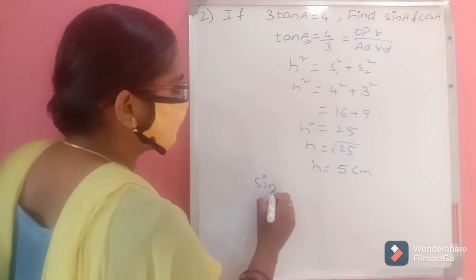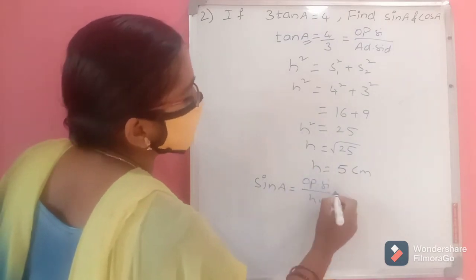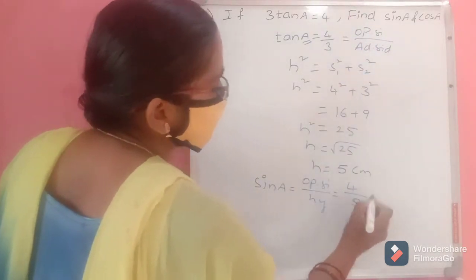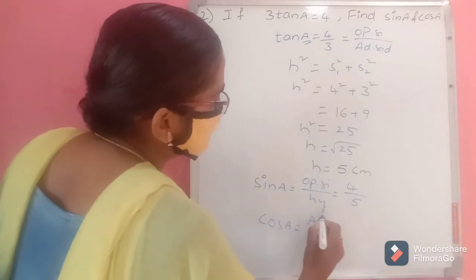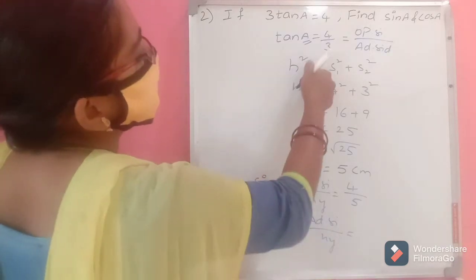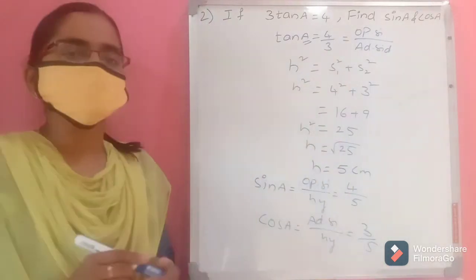Then sin A is equal to opposite side by hypotenuse. Here opposite side is 4 by hypotenuse 5. Next cos A. Cos A is equal to adjacent side by hypotenuse. Adjacent side here is 3 by hypotenuse is 5. Completed. Sin A and cos A.